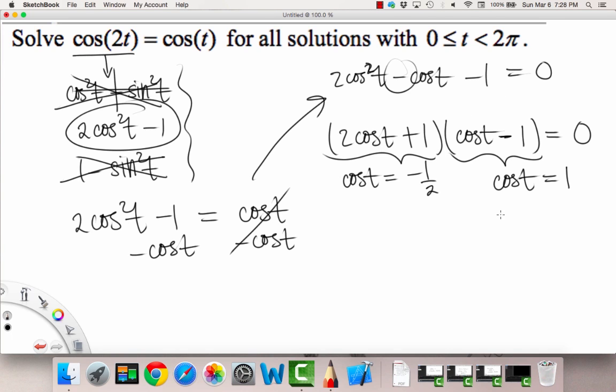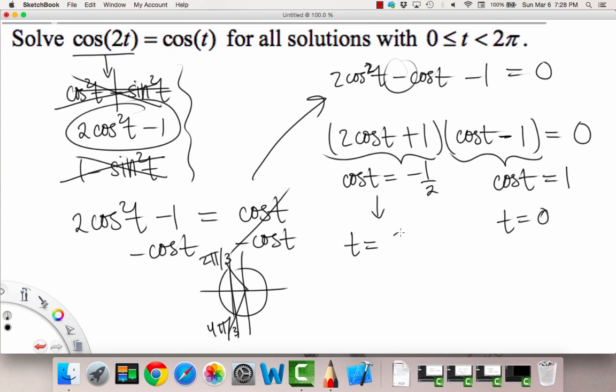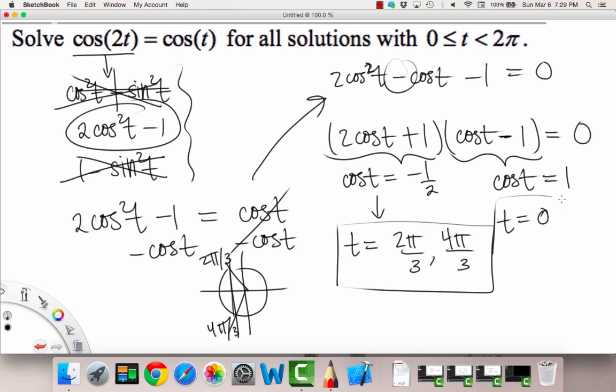For both of these, for this one we get t is equal to 0. It says solutions within 0 to 2 pi, so we don't need to put the plus or minus 2 pi k, because we're only going around the unit circle once. How about for this one? We get that t is equal to what? Let's look at the unit circle. Cosine, which is our x value, is equal to negative 1/2 when we're at 2 pi over 3, or 4 pi over 3. Those are the solutions from that portion of our quadratic. And that's it. Those are our three solutions on the interval from 0 to 2 pi.